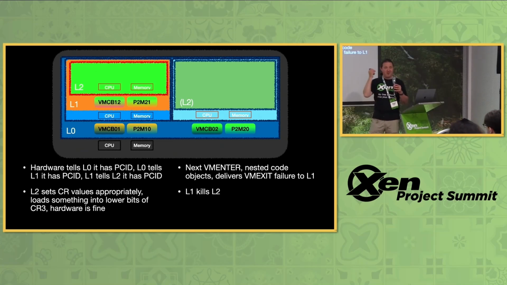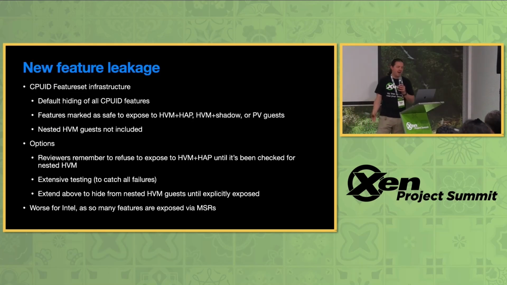And the hardware says, great, you have PCID, you've set the appropriate bits. This is OK. That gets into the VMCB. And the next time you do a VM run, L0 tries to copy stuff out of VMCB 1-2 into VMCB 0-2, sees these extra bits, says that's not allowed, and fails the entry. At which point L0 kills the L1 guest. So this is a specific instance of a general problem we might call new feature leakage.